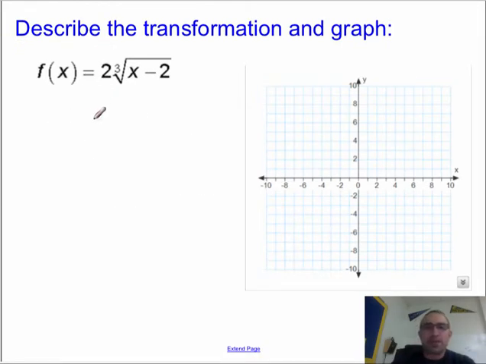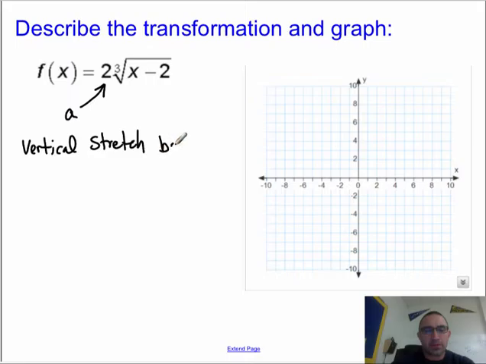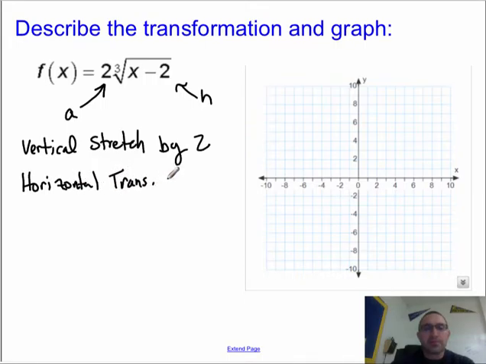So notice, describe the transformation and graph. So as I look at this graph, I have right here a 2. That 2 is A. So that's a vertical stretch by 2. The other 2 is the H. So we have a horizontal translation to the right 2.